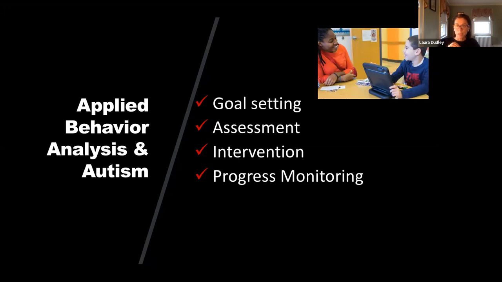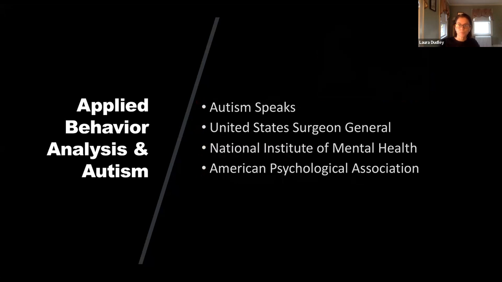Now, assessment is really key to this process, so I want to highlight this part of it. It includes an investigation of the conditions under which behavior is likely and not likely to occur, as well as capturing both environmental and biological factors that might be influencing behavior and learning. Applied behavior analysis has been found to bring about meaningful change in individuals with autism. It's endorsed by Autism Speaks, by the US Surgeon General, by the National Institute of Mental Health, and by the American Psychological Association as effective evidence-based intervention. All 50 states now, within the last 5 to 10 years actually, have enacted some version of an autism insurance law that requires insurance companies to reimburse ABA services for individuals with autism.